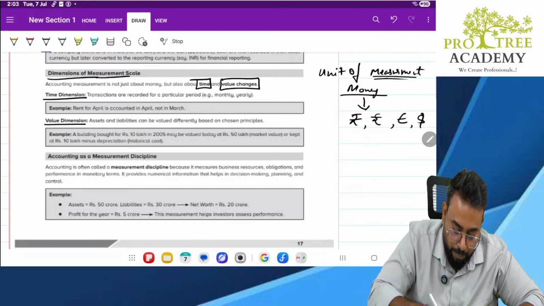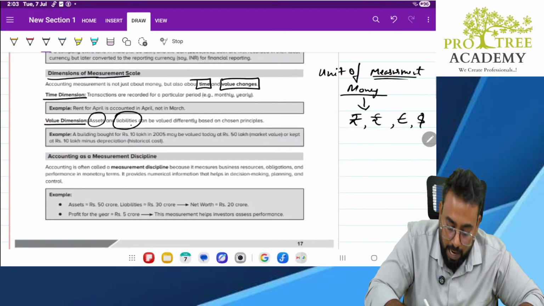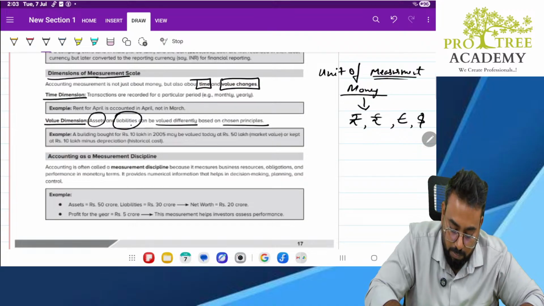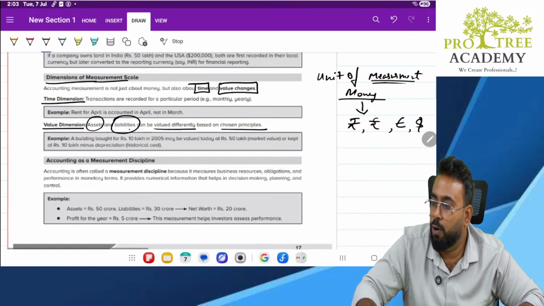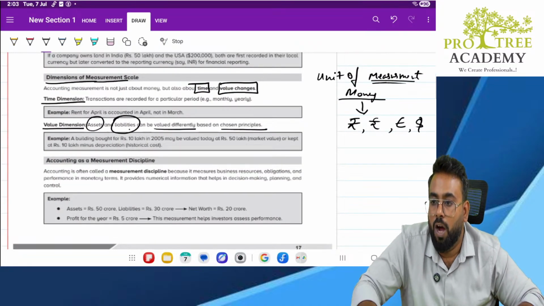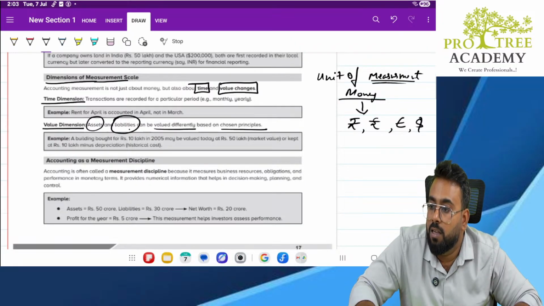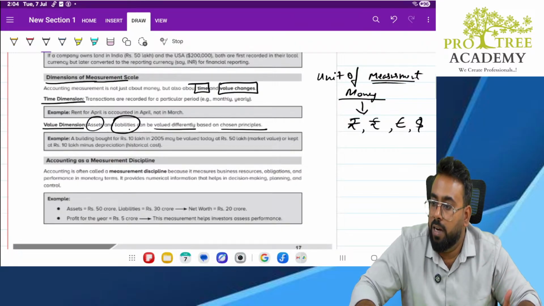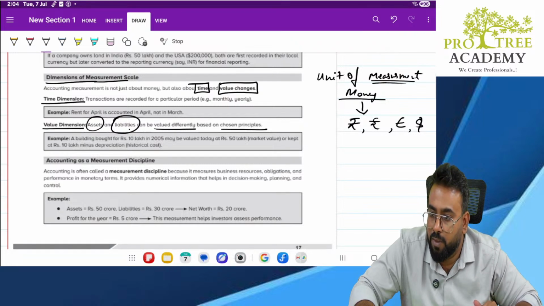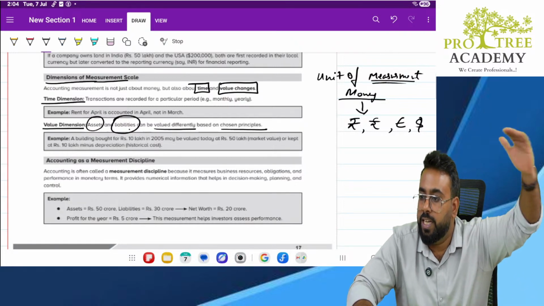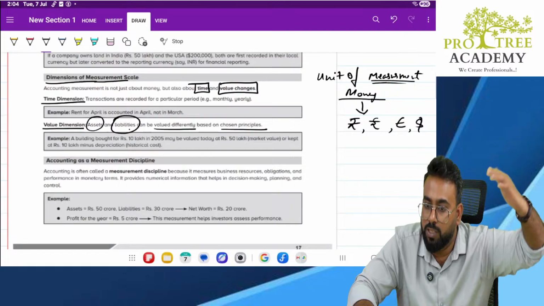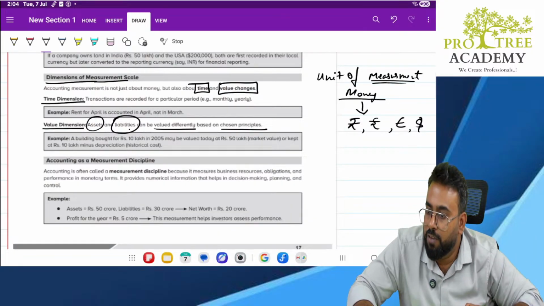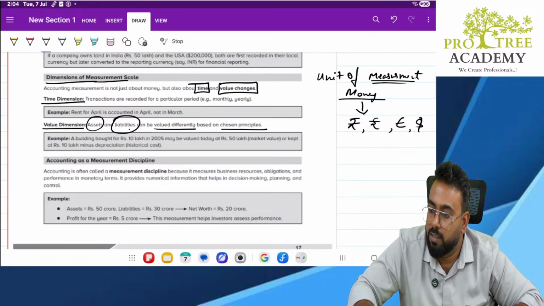Next is the value dimension. Your assets and liabilities are valued differently based upon the chosen principle. Let's take the example of a building. How do you record the building? Based upon the historical cost, correct? Whatever expenditure has been incurred on that building, we record it at that cost. But every year we charge depreciation. So will that value change? Yes. Every year we use the asset, the value keeps changing. We keep depreciating the building, correct?